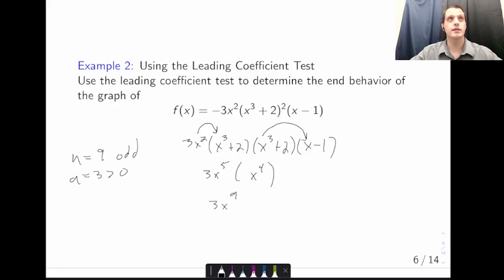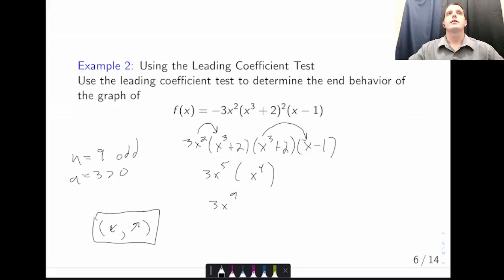So we're going to be getting something similar to the line. Our end behavior, and I should have done an ordered pair on the last one, is going to be down to the left and up to the right. It'll have the same end behavior as a line. All right. If you don't like what I did there, feel free to multiply all that stuff out there.